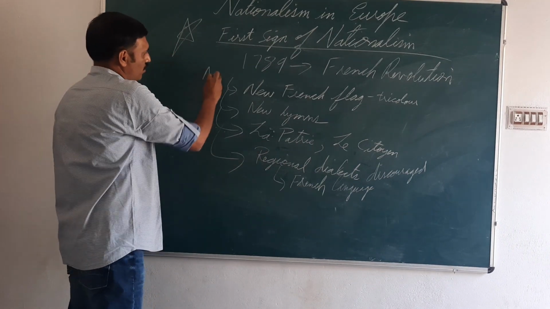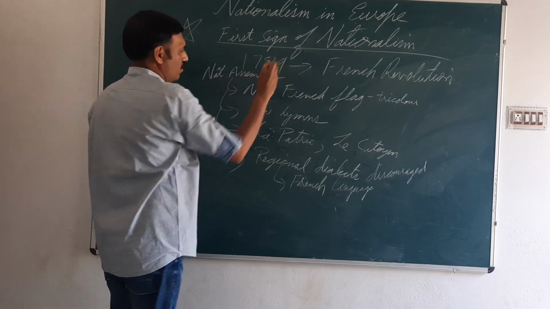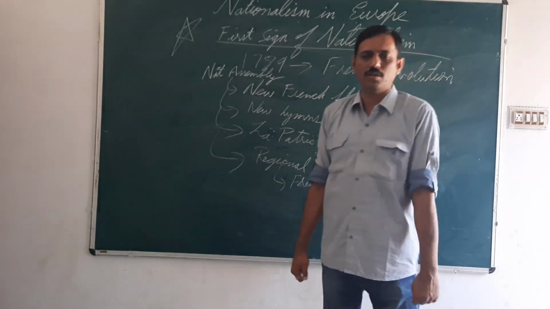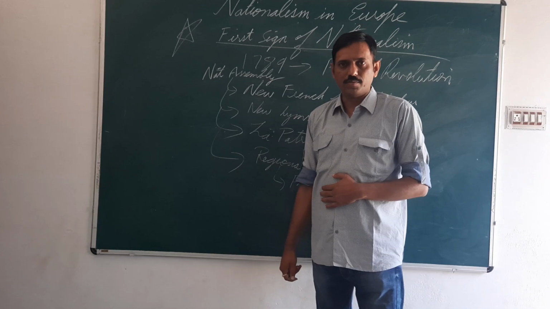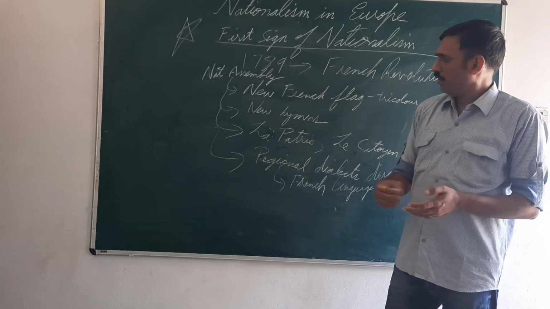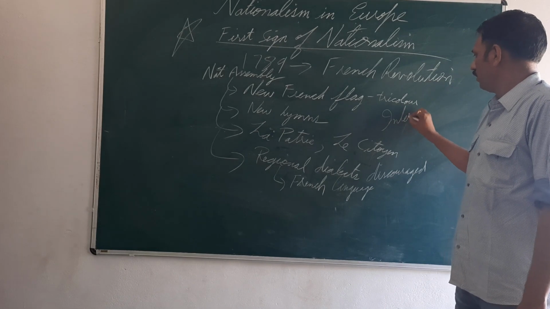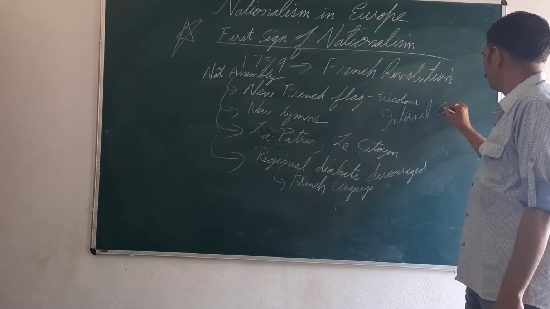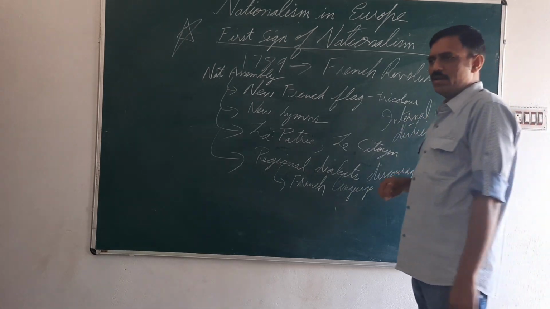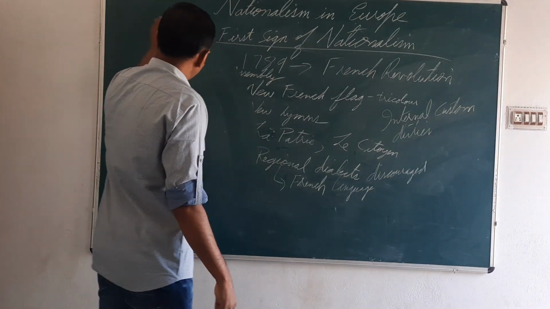Similarly, the National Assembly. Instead of the Estates General, the National Assembly was made responsible, which would be the elected body of active citizens. Internal custom duties were removed. So these were some of the measures adopted in France for common identity.